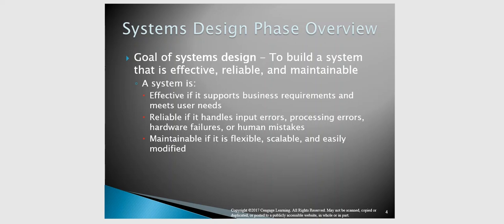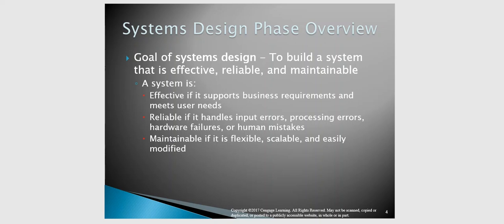It has to be effective. That means you need to make it user friendly in a way that is functional. It supports business requirements, and you are actually meeting the user's needs. Reliable means that it handles input errors, hardware failures, or even human mistakes. So it's not just effective in that it's functional, but you know that it's going to produce close to 100% accuracy as much as possible and be able to handle errors.